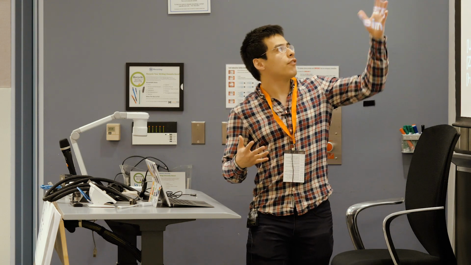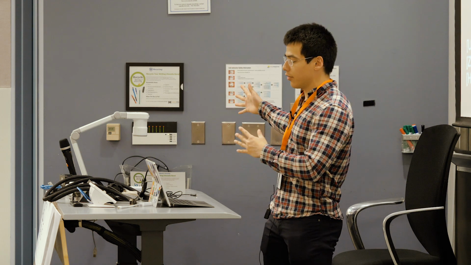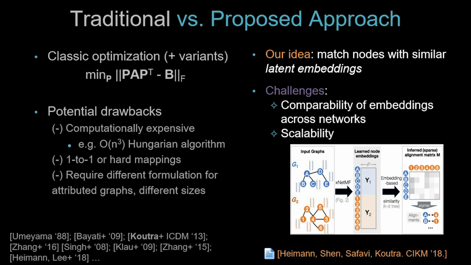The other problem is that they can often find one-to-one or hard mappings, which means that they say this node aligns to this other node. There's no choice about it. That's just all they can tell you. If we're right, we're right. If we're wrong, we're wrong. We'll see that we don't necessarily need to follow that constraint.